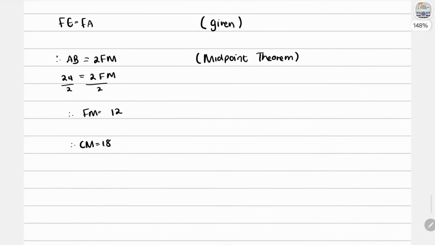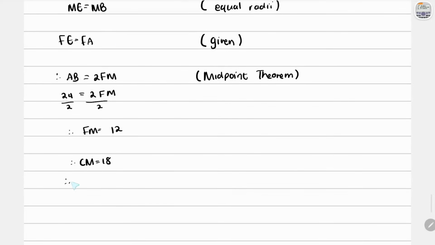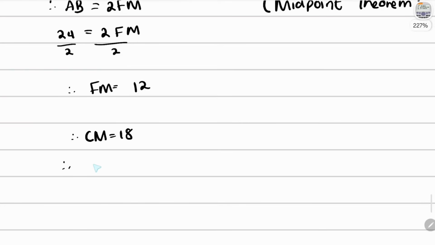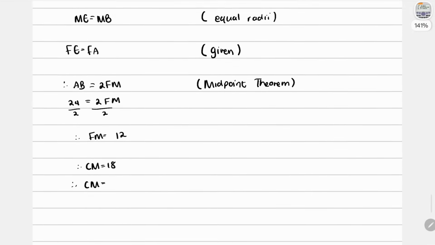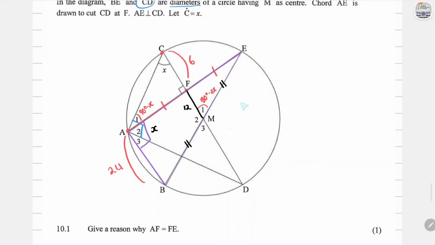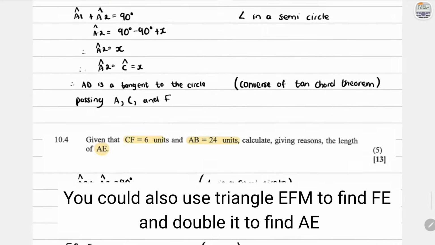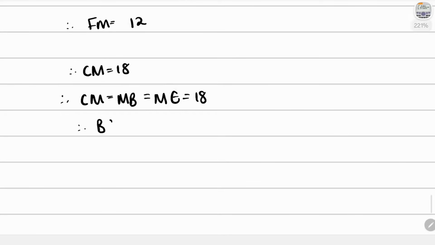And of course, CM is equal to the other radii as well. That's going to be important because we need to add those up together. So CM is equal to MB and ME. And now that we have that, we're trying to use Pythagoras here. So since this is 18 units and that's 18 units, then the full length of BE is 36 units. So we can conclude that therefore BE is equal to 36 units.